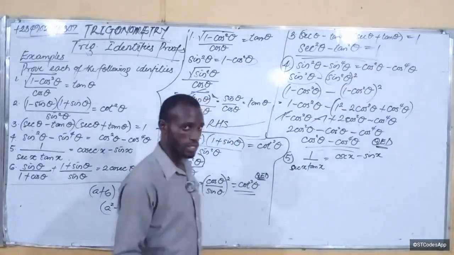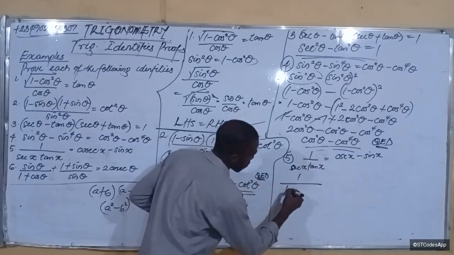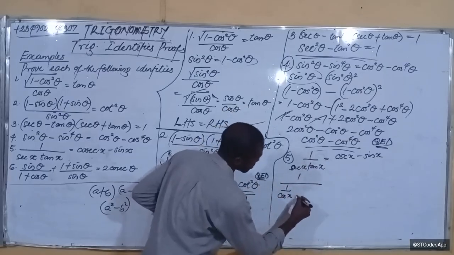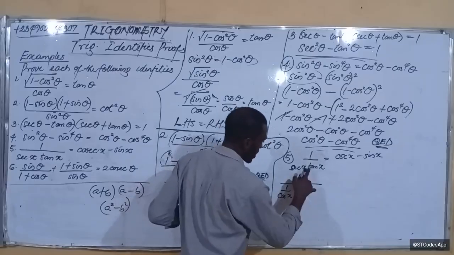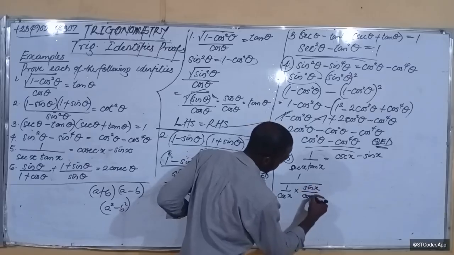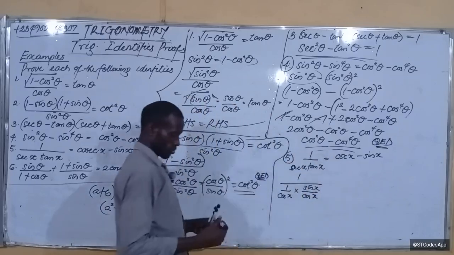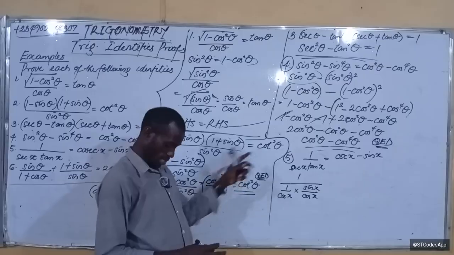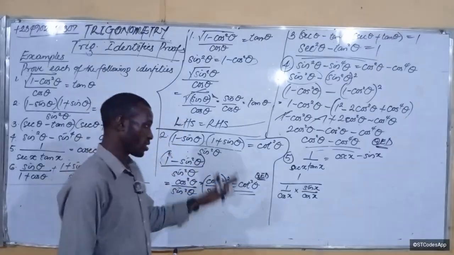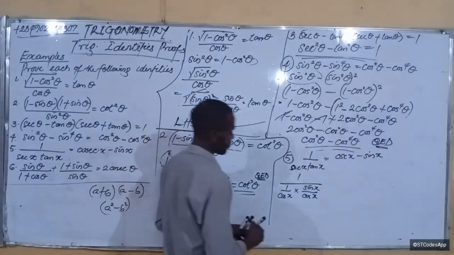Sec is 1 over cos. So here we have 1 over cos x, then multiplied by tan x, which is sine x over cos x. We always write the function in terms of whatever we are given. So in case we are confused as to why I'm using theta in some places and x in some places, it's the same. It's just angles. We're using algebra to represent the angles.